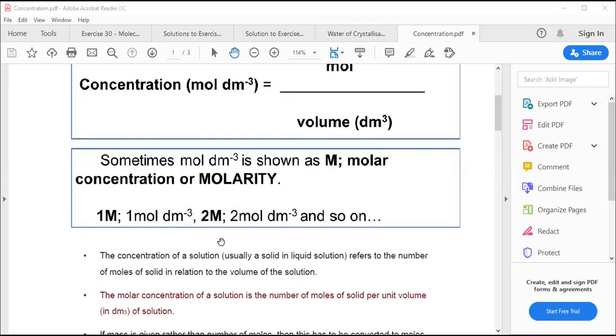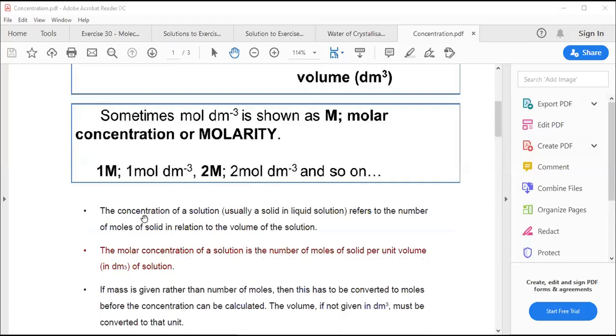Right, fine. Then the concentration of a solution, usually a solid in a liquid solution, refers to the number of moles of solute in relation to the volume of the solution. We've got solute and we've got solvent. What is a solute? We did this in grade 7, grade 8, grade 9. It's the substance that dissolves in the solvent, normally in smaller quantities. So a solute is a substance in lesser quantity.